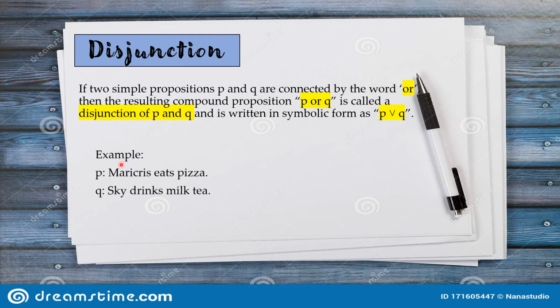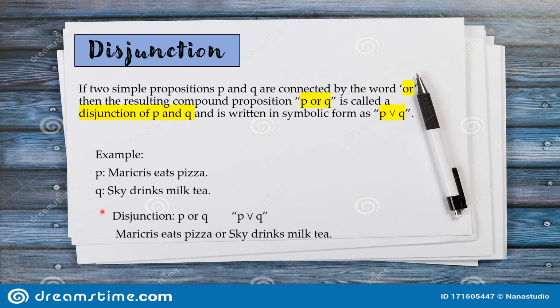Let us have this example. Proposition P, Marie Chris eats pizza, and proposition Q, Sky drinks milk tea. The disjunction of P and Q is P or Q. So it is Marie Chris eats pizza or Sky drinks milk tea.